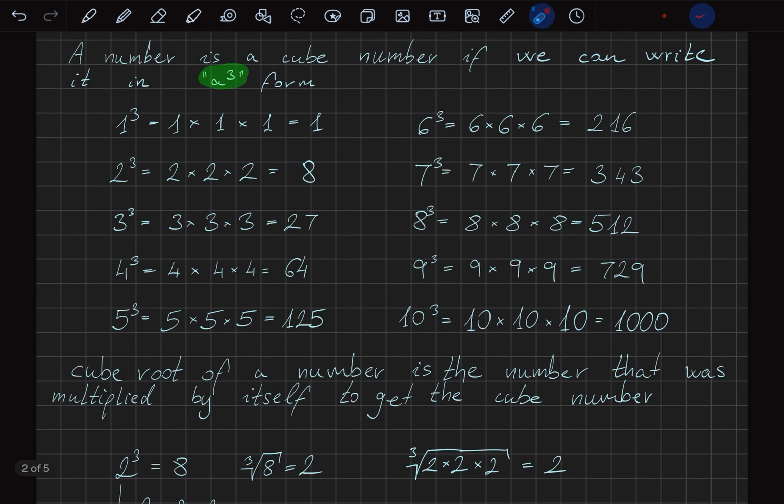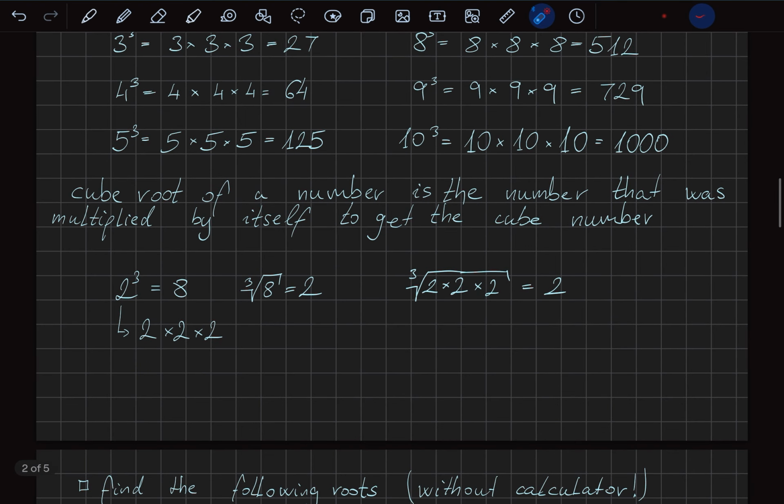The cube root of a number is the number that was multiplied by itself to get the cube number. The same example as before: we write the 8 in this form, this product, 2 times 2 times 2. So we multiplied the 2 by itself 3 times. And this is the solution. Basically it's the same as the square root, but here we write the 3.